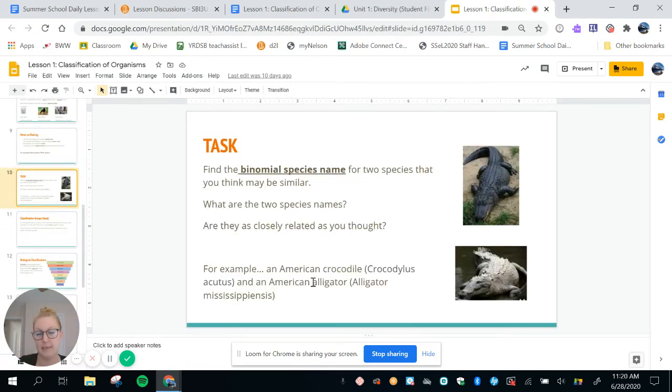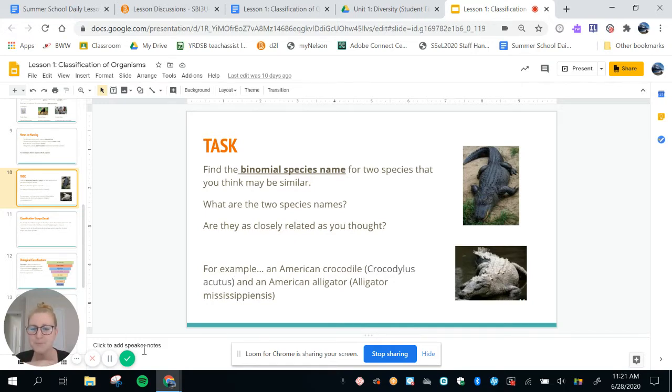Now, I have a little activity here for you guys to do. You can pause my video while you do it. I want you to think of two species or two organisms that you think are similar, okay? The example that I used was American crocodile and American alligator. They look kind of the same, so I chose two that look alike, okay?